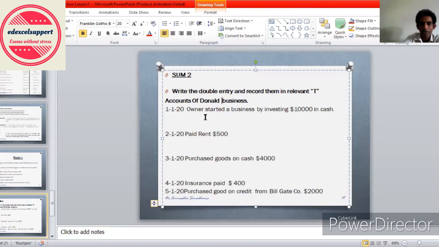January 2020, the owner started a business by investing $1,000 in cash. Now, in this case, we have two accounts. One account is the cash account. The other account is capital. Now you can see in this case, the cash account is there, the capital account is there. When the owner puts money into the business, cash will increase. So an asset increases, and for an increase in the relevant asset account we debit, therefore cash will be debited. At the same time, capital also will increase in the business. So capital increases, the relevant capital account is credited, because it's in the sister category.